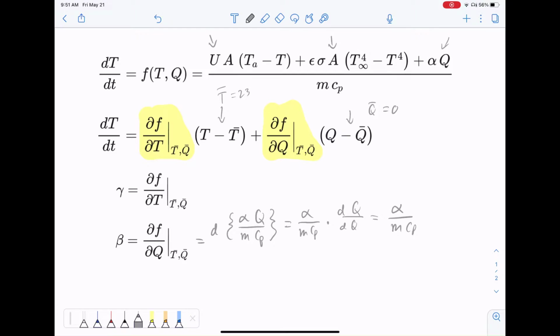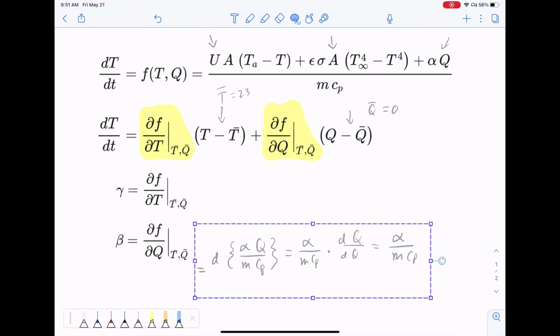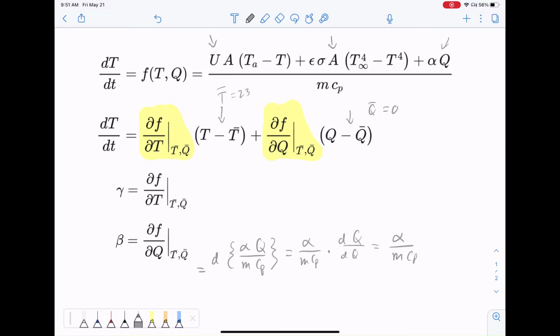Now let's look at the other one, and I'll just move this. Let's grab this and move it down a little bit, give ourselves a little bit more room. We'll look at each one of these terms. Our first term will be negative UA times dT, which goes to 1, plus epsilon sigma A times 4T to the third, taking the derivative of T to the fourth. Then all of this is going to be divided by mass and heat capacity.